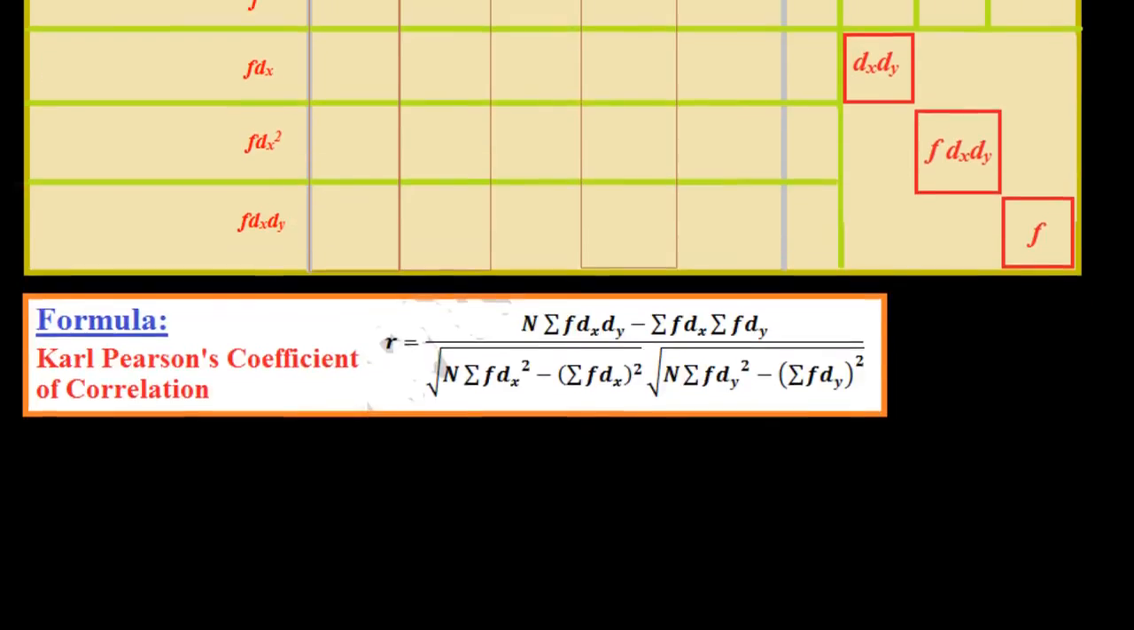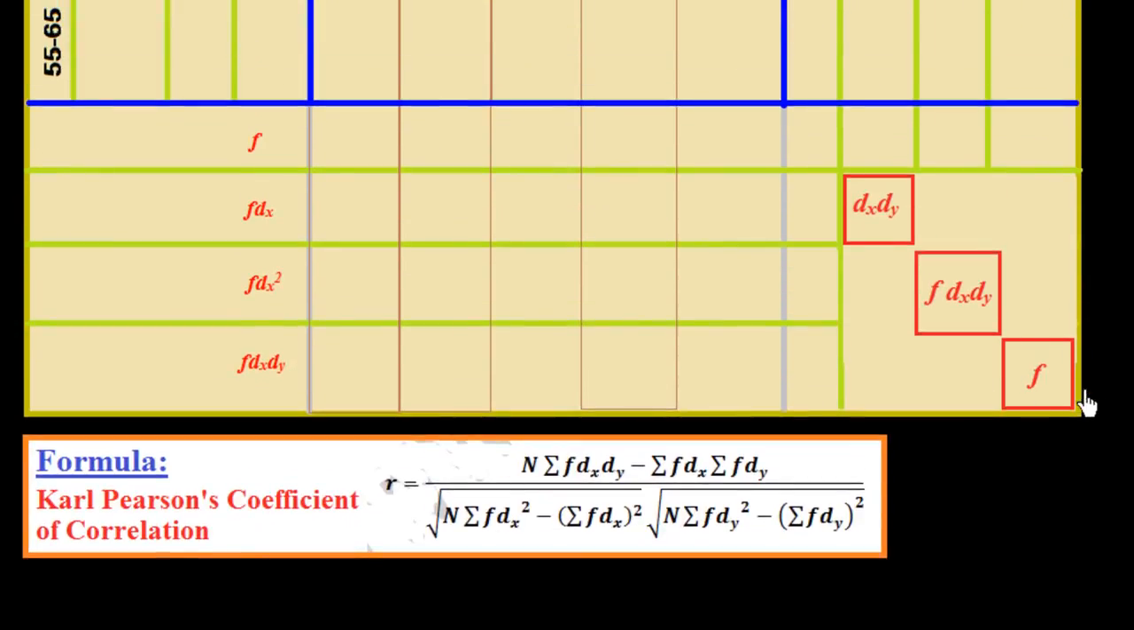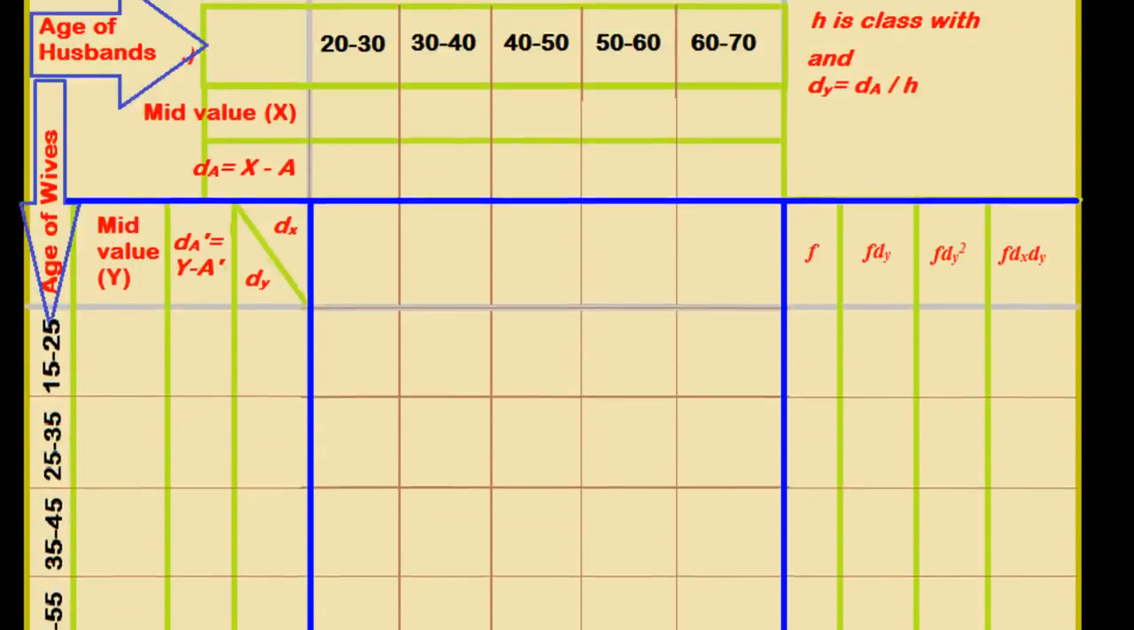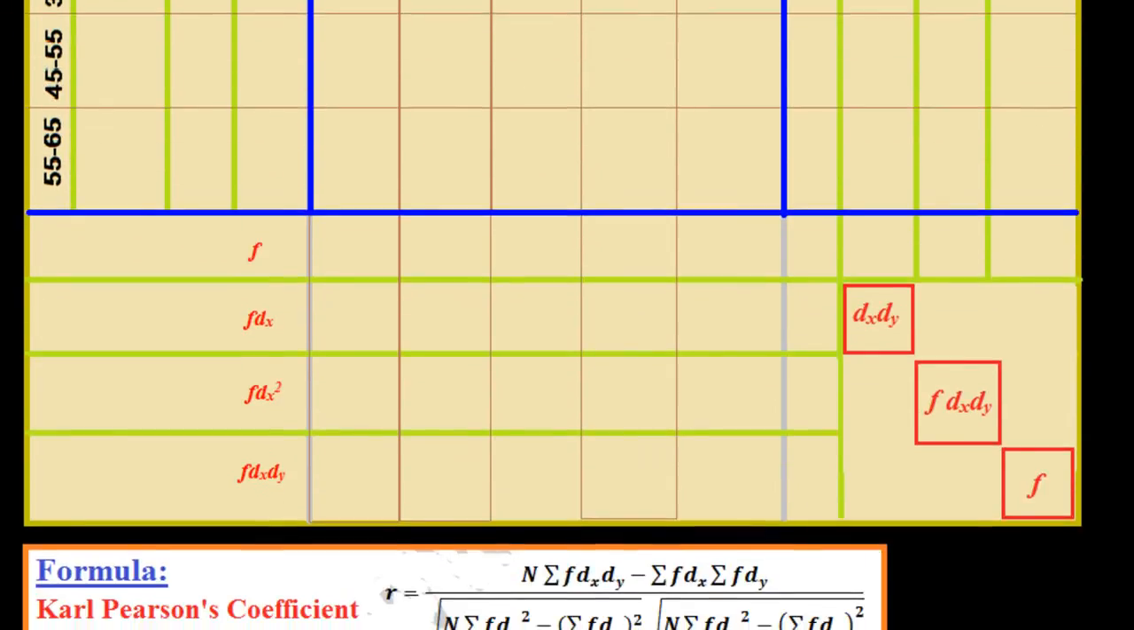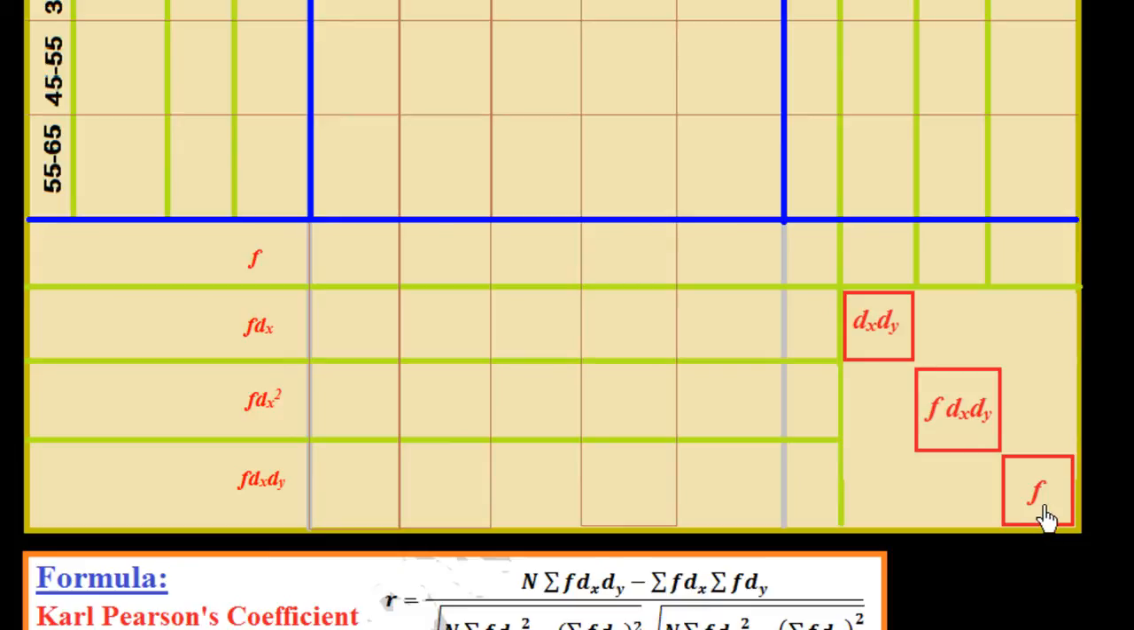Okay, and in the right bottom of this box we have to write down the frequency. Frequency is already given to us in this question, and these frequencies we have to write down on the right bottom of these small boxes. And in the middle of this box we have to multiply frequency with the product of dx and dy. So we have to find out the product of f, dx and dy in the middle of these small boxes.